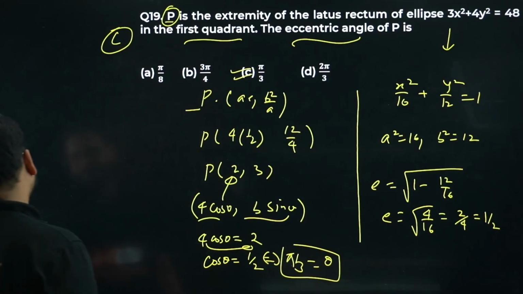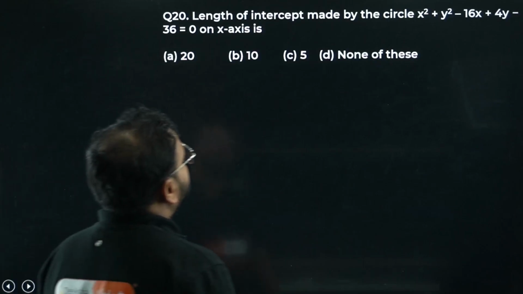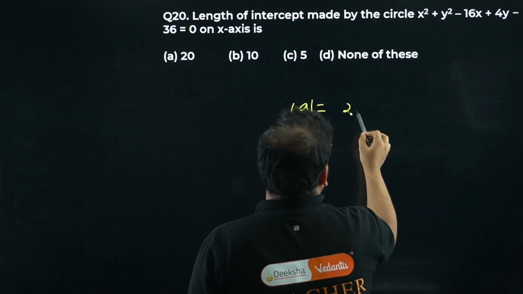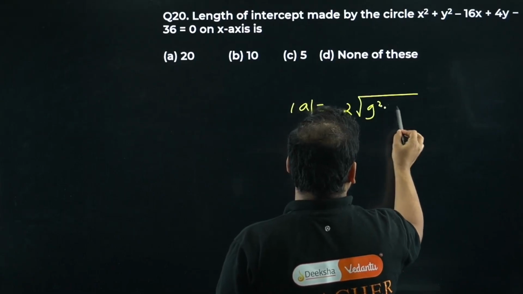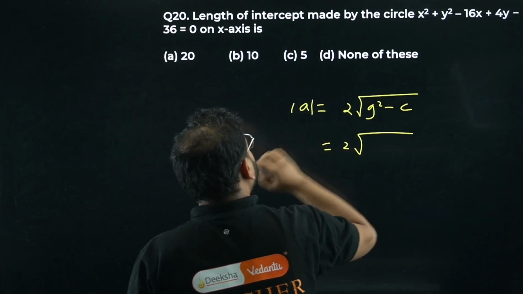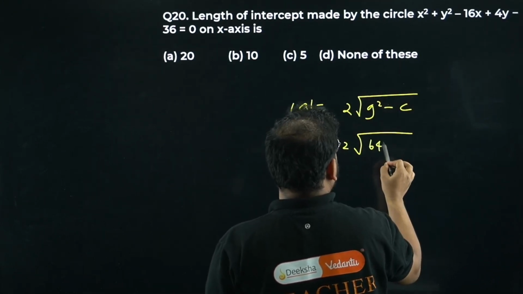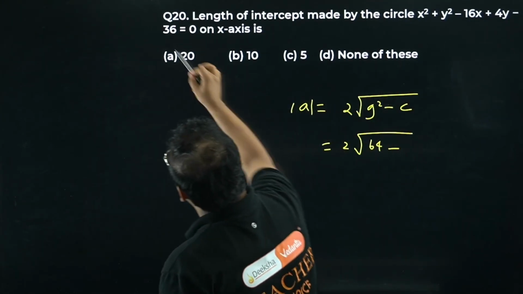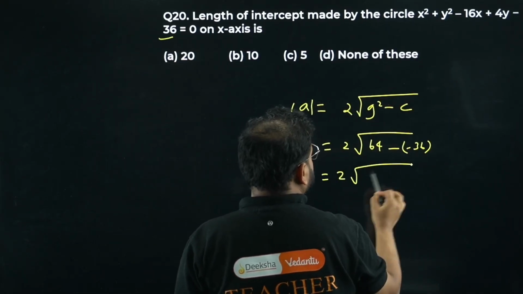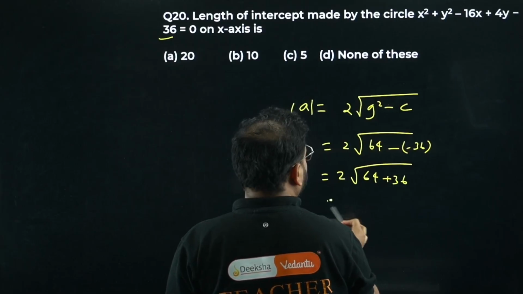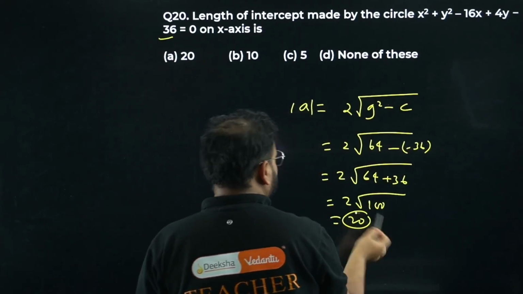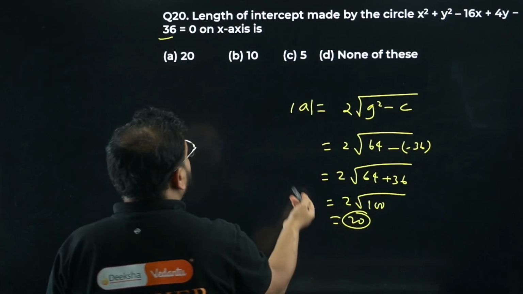Done. Question 20 now. The length of the intercept made by the circle. We have the formula for this actually. Let's say the length is a. That length is given by 2 times root of g square minus c. Please check. What is the g square value? Your g value is 8, so 64. And c is minus 36. So I get 2 times root of 64 plus 36. The answer will be 2 times root of 100, root of 100 is 10, so 2 into 10. Answer is 20. Option A is correct.